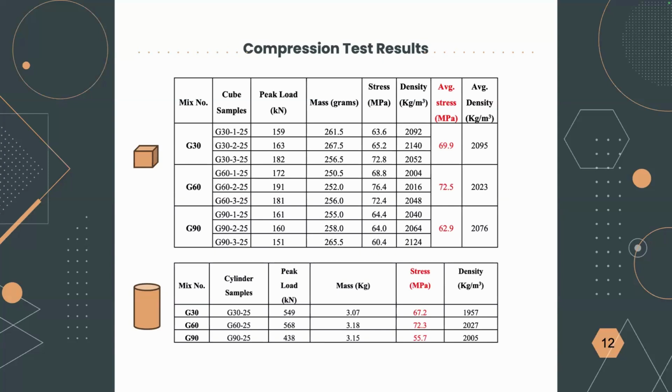We have a similar table here for the cylinder type of specimen. Also the same thing, we have the peak load extracted from the machine. We would divide it by the cross-sectional area, and then we will get the stress in megapascal. It also follows the same pattern. G60 achieves the highest, then coming at G30 62.7 and G90 at 55.7 megapascal.